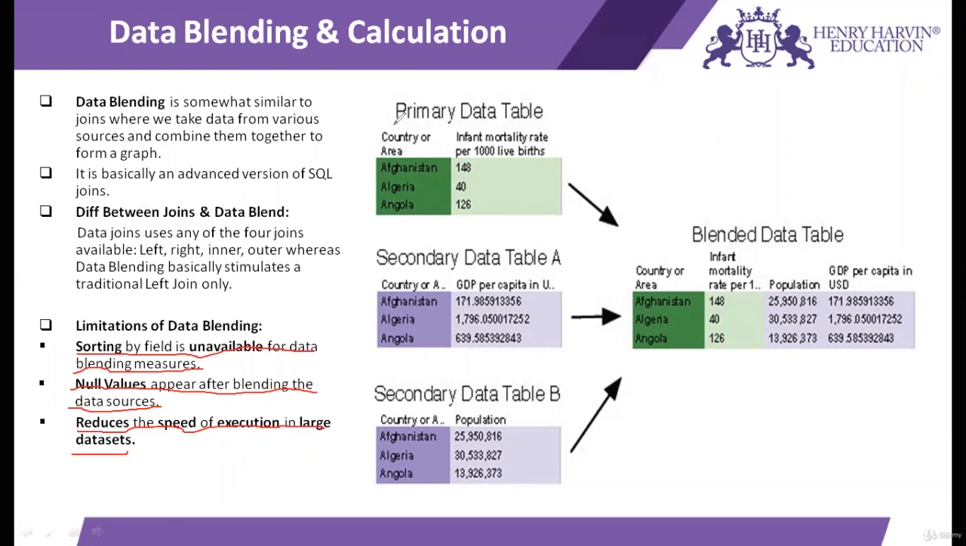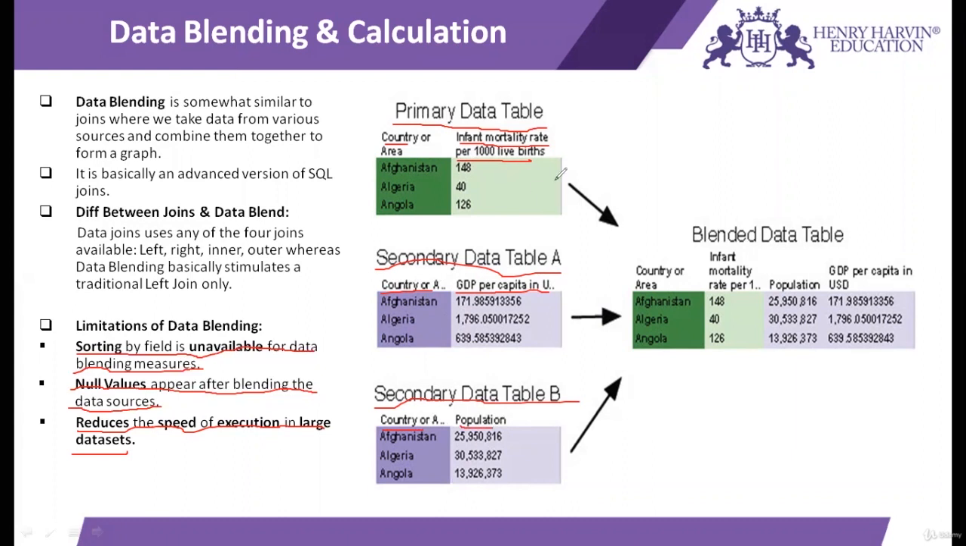Here's an example. Suppose we have this primary data table which has two columns. One is the country and the other tells us the infant mortality rate per 100 lives. Then I have this secondary table where I again have the country name and the GDP per capita. And then I have this third table, which is again a secondary data table, and it has the key columns as country and population.